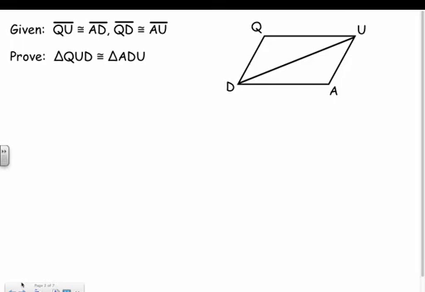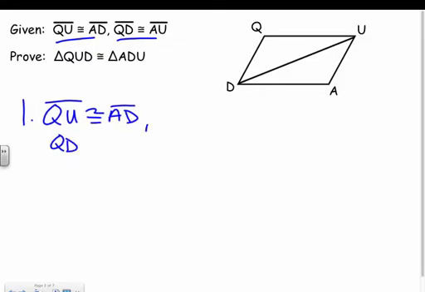So let's use it in a proof here. Basically, if I'm going to use side, side, side, I have to have 3 congruent side statements. Right now, I'm given 2 congruent statements. So let me write these first in my given. QU is congruent to AD, and QD is congruent to AU. That's given, and I'm going to draw that in my picture. So I have QU right there, congruent to AD, and QD congruent to AU.